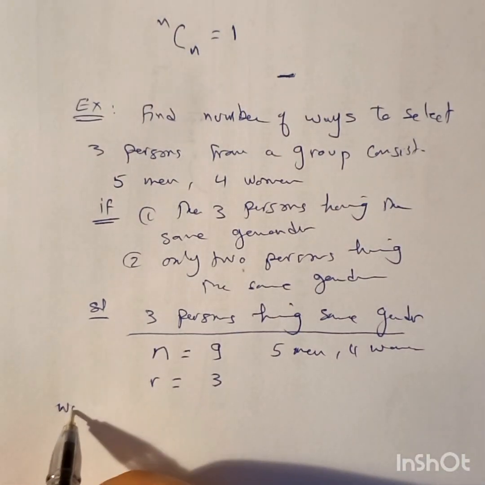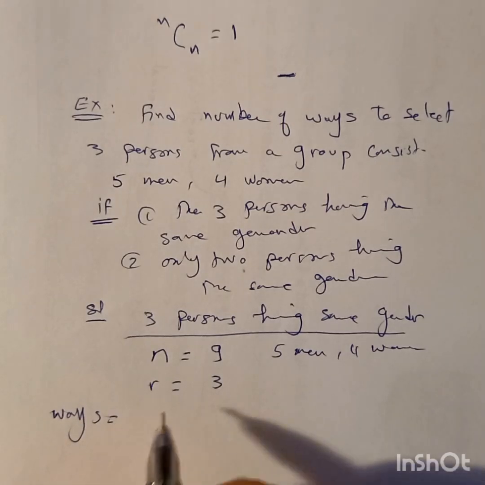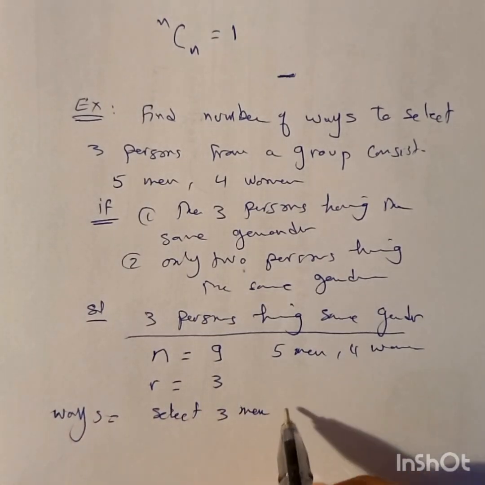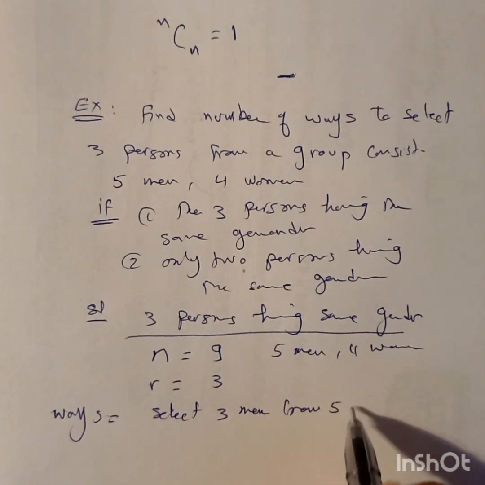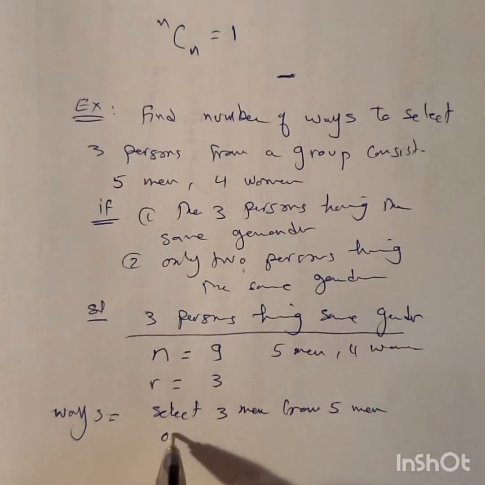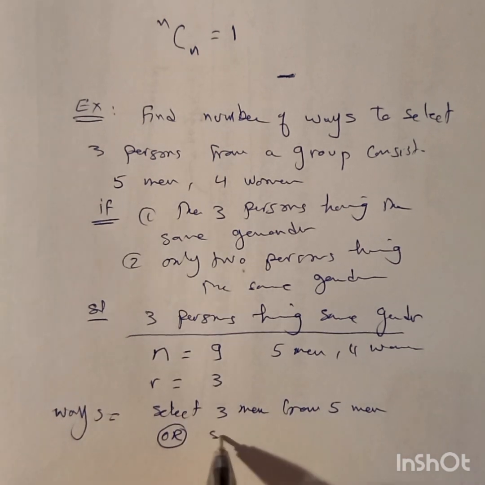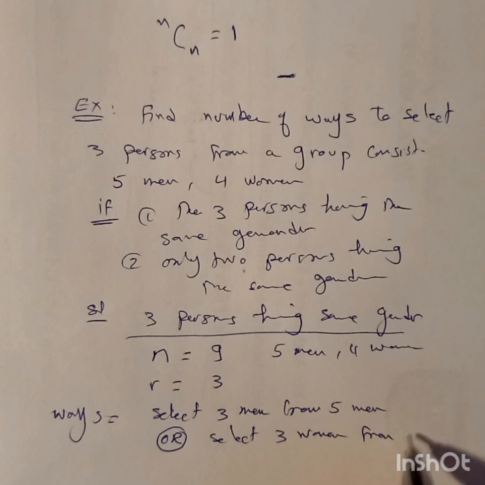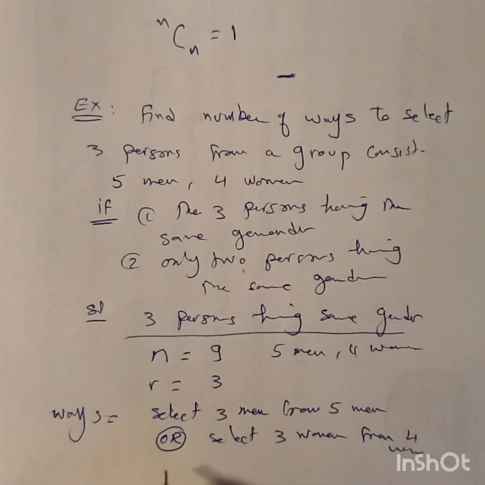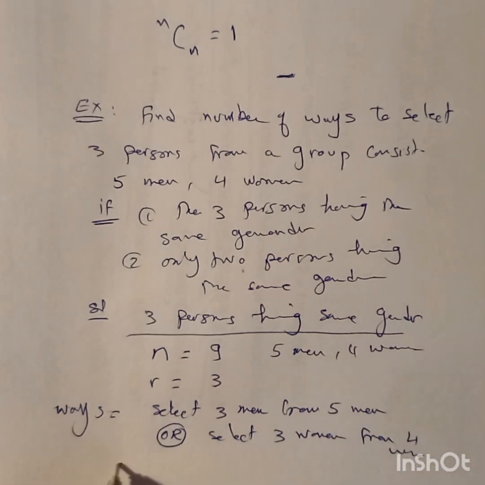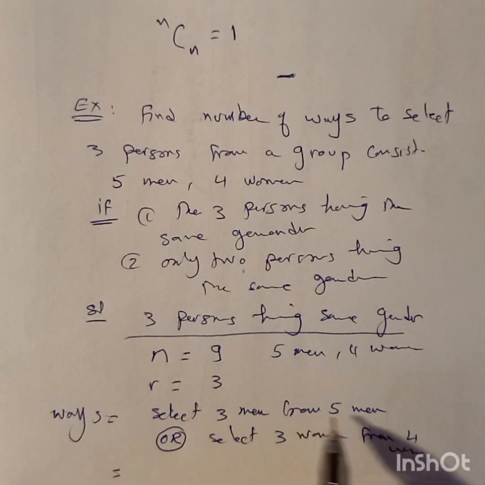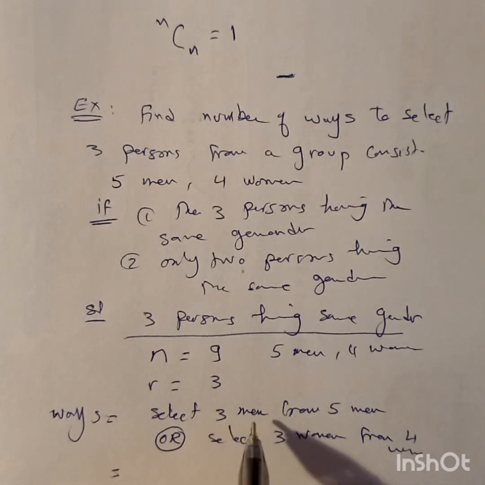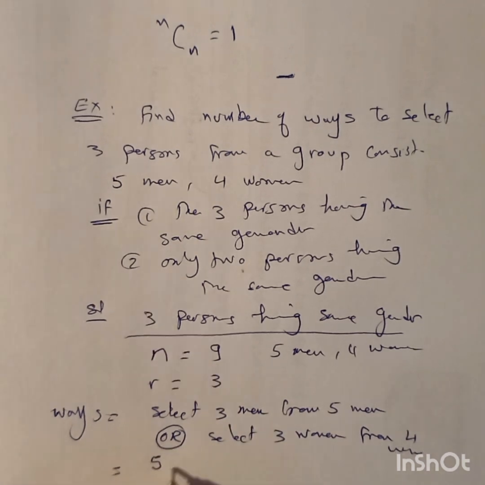Then we have number of ways equals, we can select 3 men from the 5 men we have, or we have another selection, or select 3 women from 4 women. Then we have 2 selections. Select 3 men from 5, then we have n equals 5 and r equals 3, and we don't have arrangements, then we have 5c3.